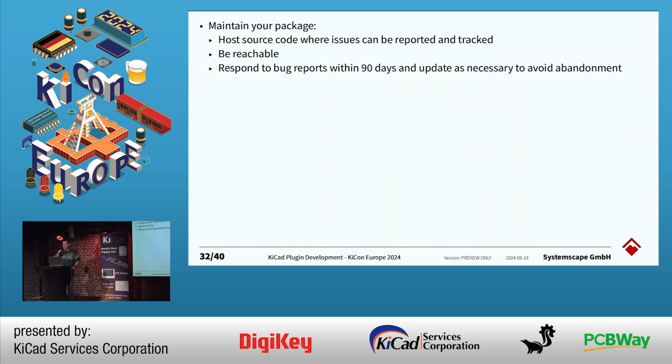And then afterwards, of course, you maintain your package. So you have your source code somewhere where issues can be reported and tracked, like GitHub or GitLab. You should be reachable and respond to bug reports within 90 days and update it. Otherwise, the plugin will get marked as abandoned.